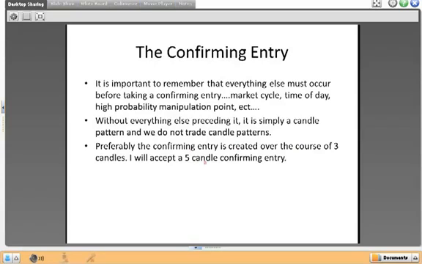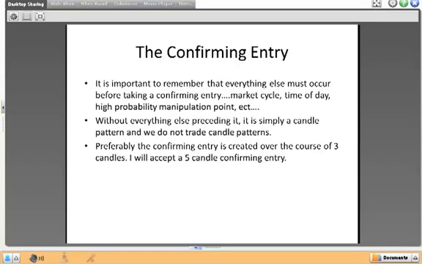It's important to remember that everything else must occur before taking a confirming entry. And that's all the other parts we talked about in the other slide: market cycle, time of day, high probability manipulation point, etc. Without everything else preceding it, it is simply a candle pattern, and we don't trade candle patterns. We're not candle pattern traders. We're not chart pattern traders. Without everything else behind it, it means nothing. You're going to see it 1,000 times throughout the day.